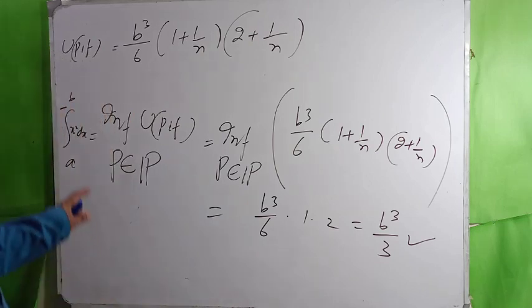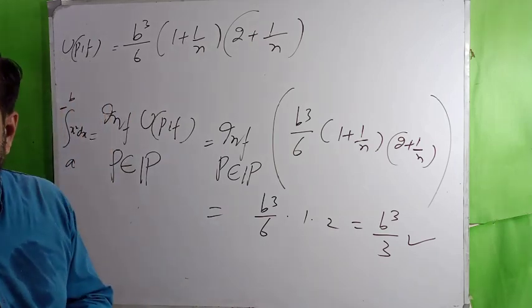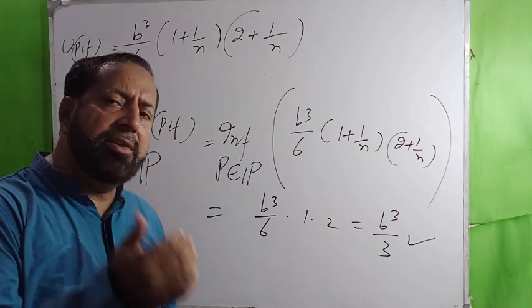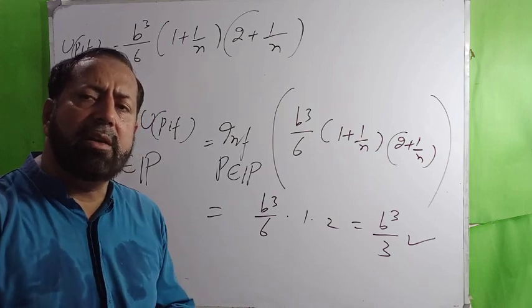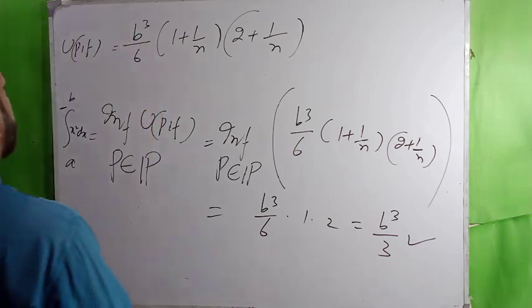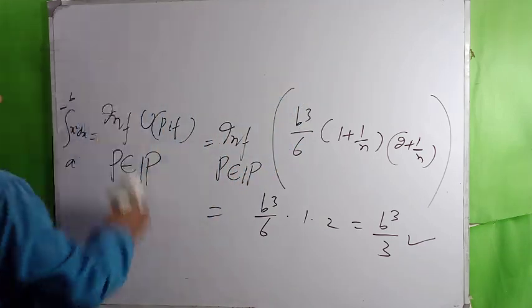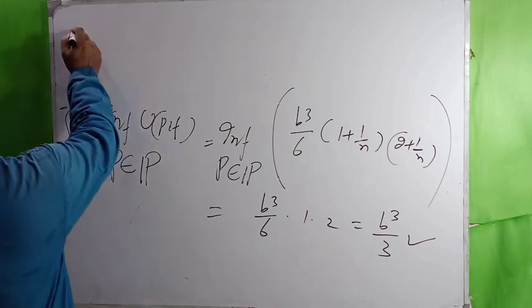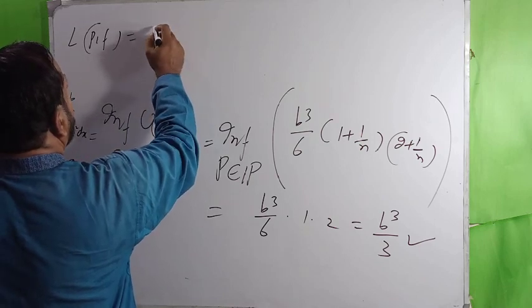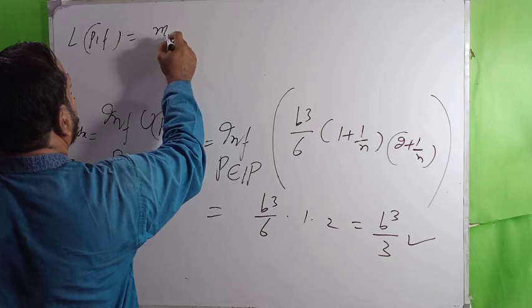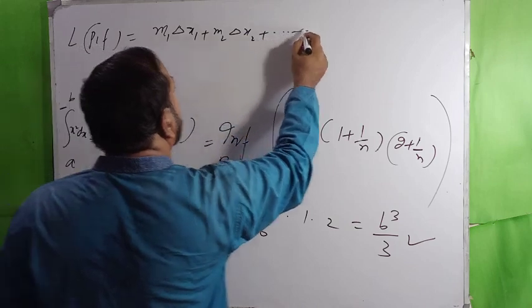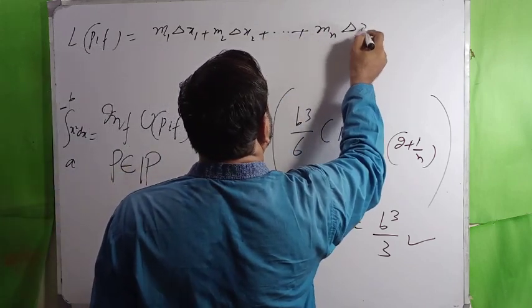This is your upper integral. Similarly, we can find the lower integral, and you know that since the function is increasing, every infimum would be at the first value. Now again, if you write the formula for lower sums, what would happen? L(P,f) would be equal to m1 delta x1 plus m2 delta x2 plus so on mn delta xn.